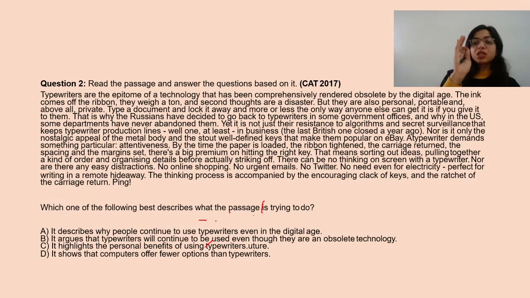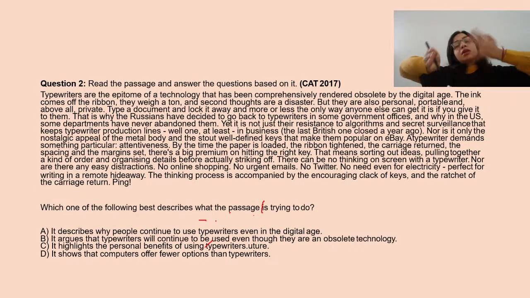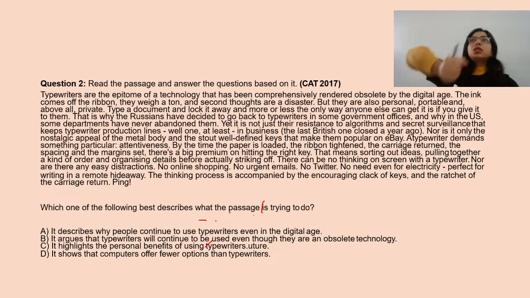By the time the paper is loaded, the ribbon tightened, the carriage returned, the spacing and margins set, there is a big premium on hitting the right key. You know how? Sorting out ideas, pulling together a kind of order, and organizing details before actually striking off. There can be no thinking on screen with a typewriter. See, when you usually use a phone or a laptop or any digital typing device, there are other things that tend to divert your attention and sway it away. There can be no thinking on a screen with a typewriter.